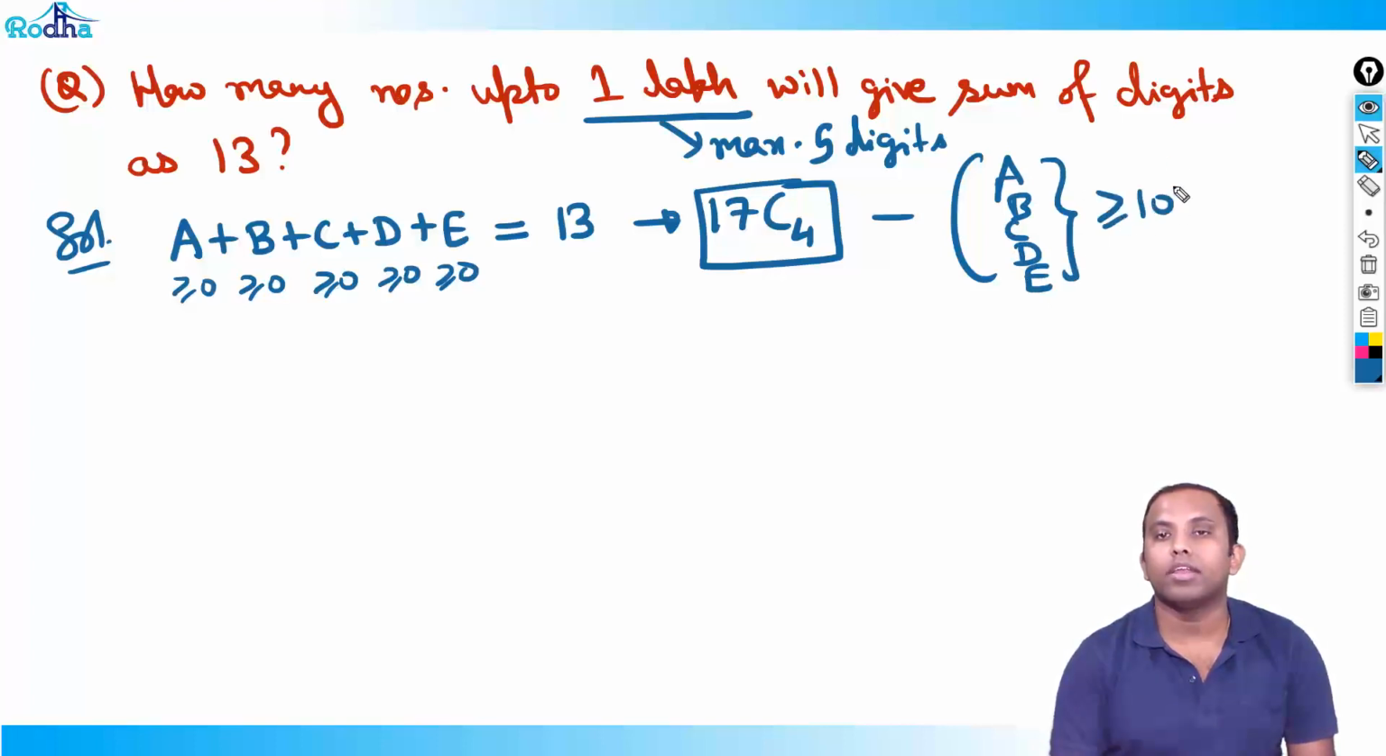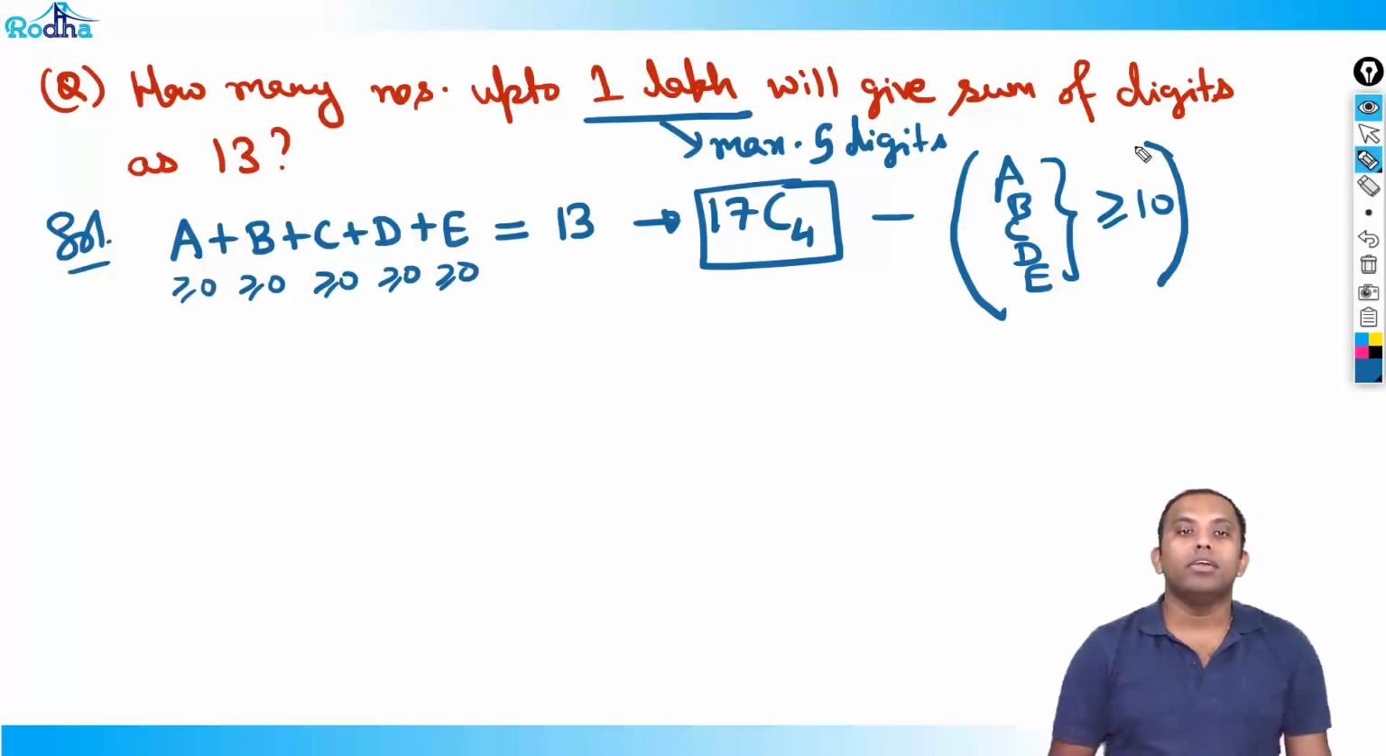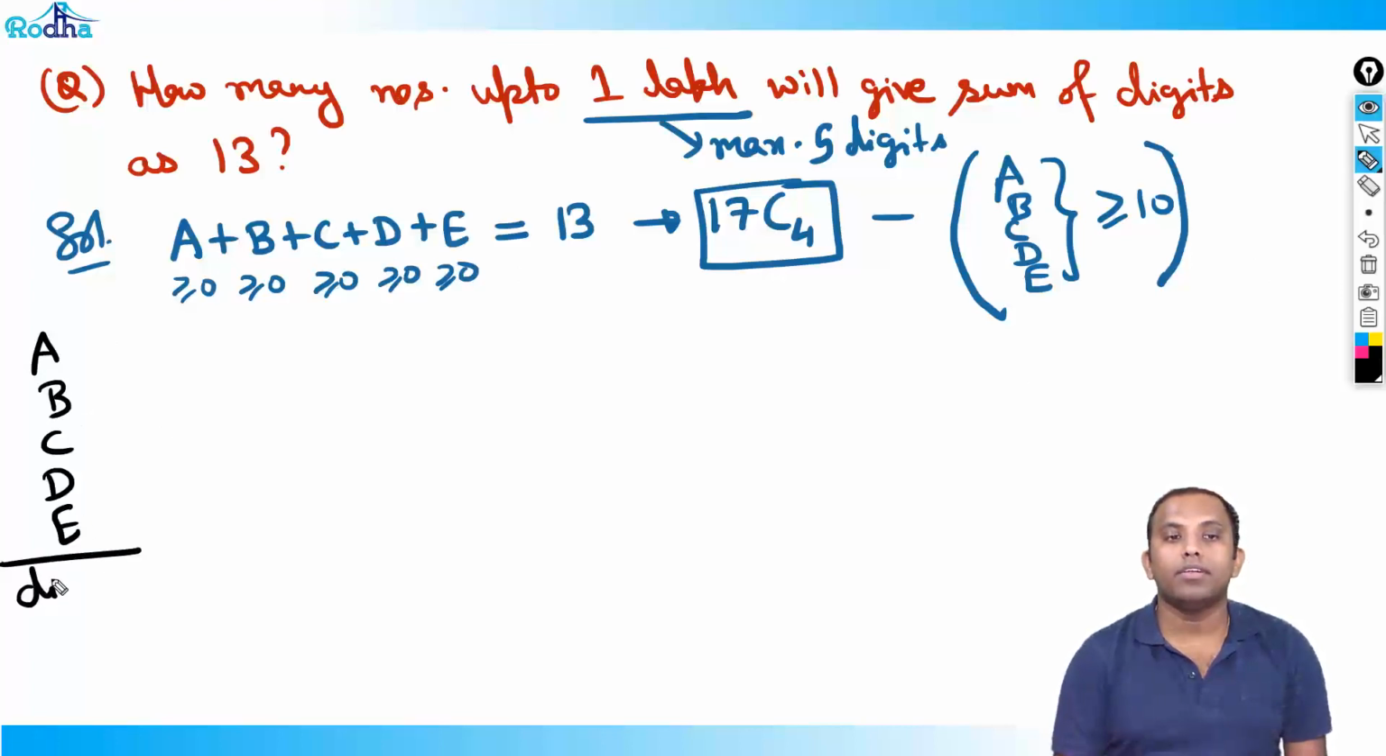It includes the cases where a, b, c, d are greater than or equal to 10. So I have to subtract these cases, because these cases I don't want. Why don't I want these cases? Because a, b, c, d, e are digits. Digits are only from 0 to 9.